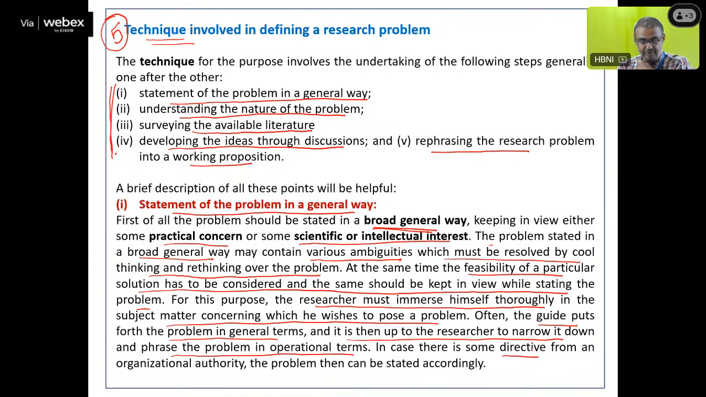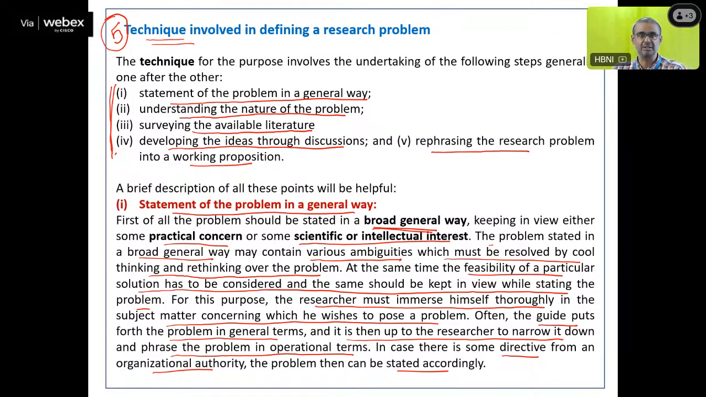In case there is some directive from the organization authority, the problem can be stated by that authority. So the technique means we first state the problem in a broader or general way. As I told you, when you propose it in a broader way, it can contain some ambiguities. But if a researcher discusses with the guide, he will tell some general problem which he or she has to solve.